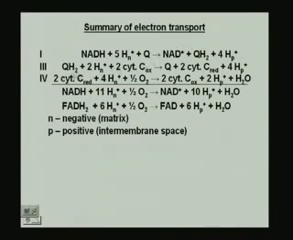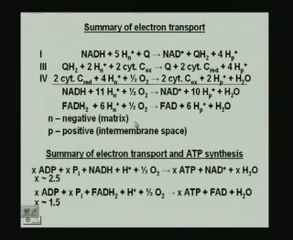This is the summary of all the complexes that we have. We have eventually NADH plus 11H+ plus half oxygen give you NAD+ plus 10H+ on the P side plus H2O, and FADH2 plus 6H+ plus half O2 go to FAD plus 6H+ on the P side.